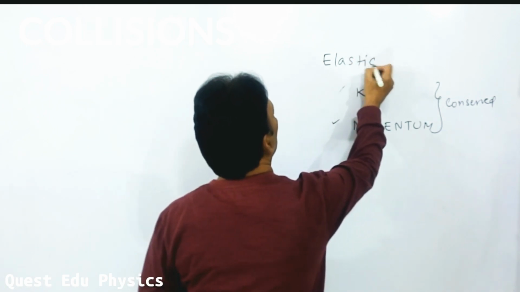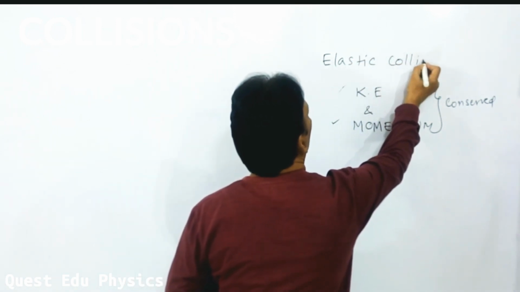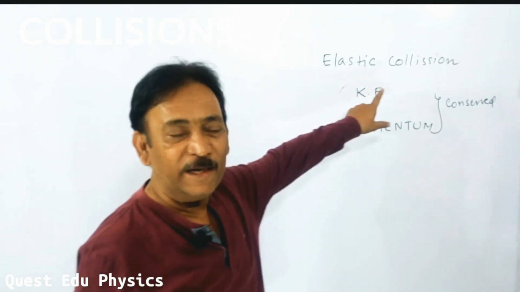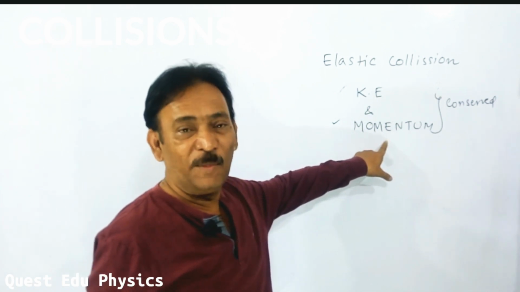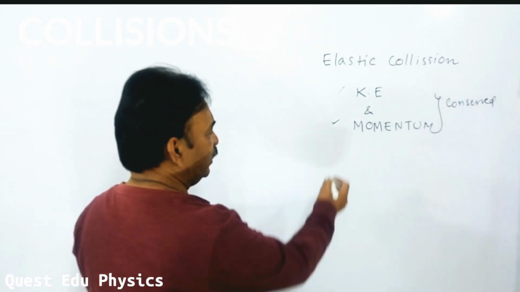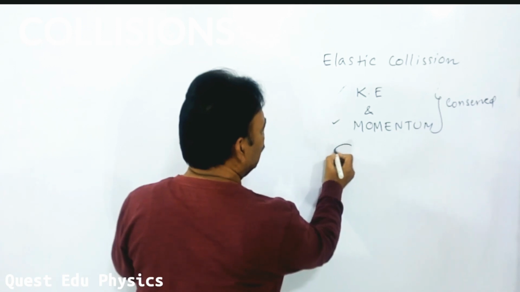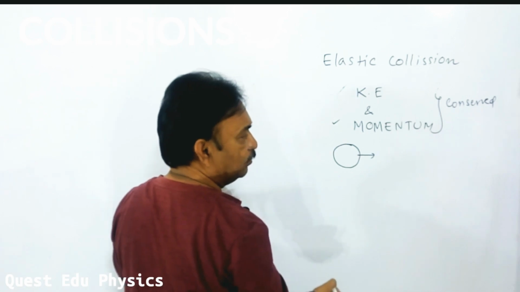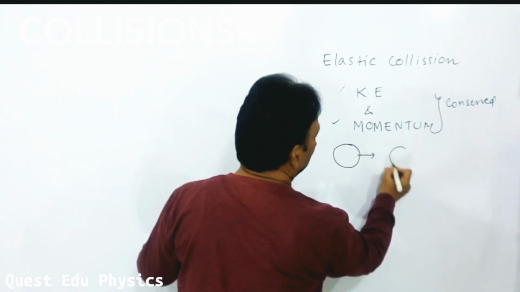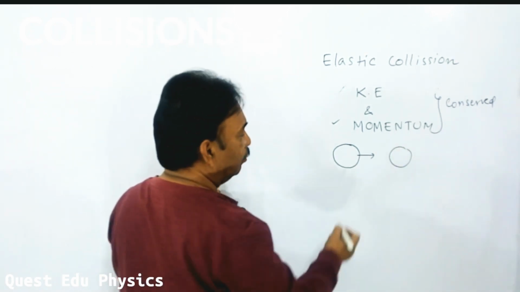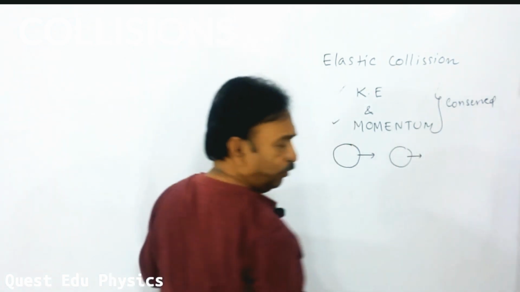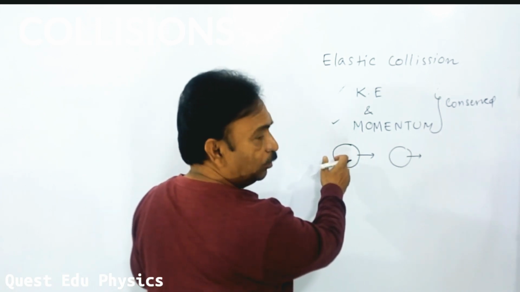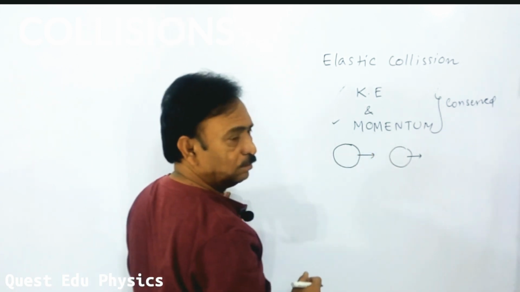Elastic collision. Okay. Elastic collision means what? Both the kinetic energy and momentum remain constant. We can understand it very easily. Let's say there is a ball moving with a certain velocity, and along its path one more ball is moving with another velocity. Think this ball has more velocity compared to this.